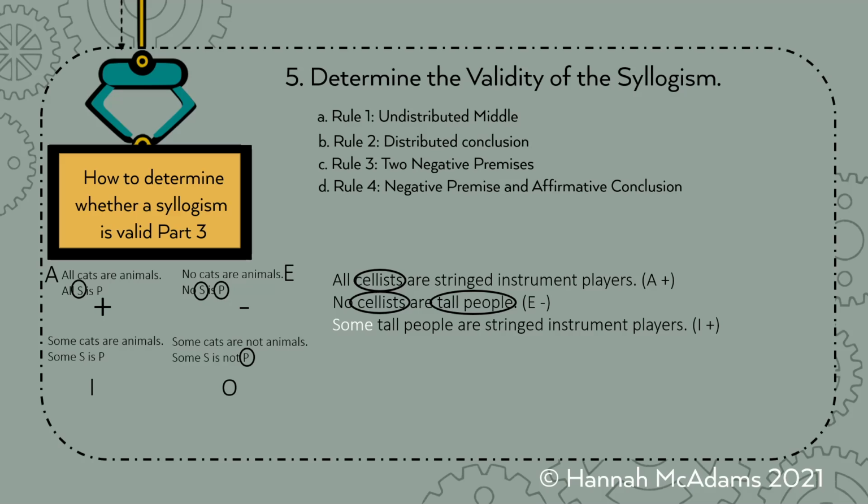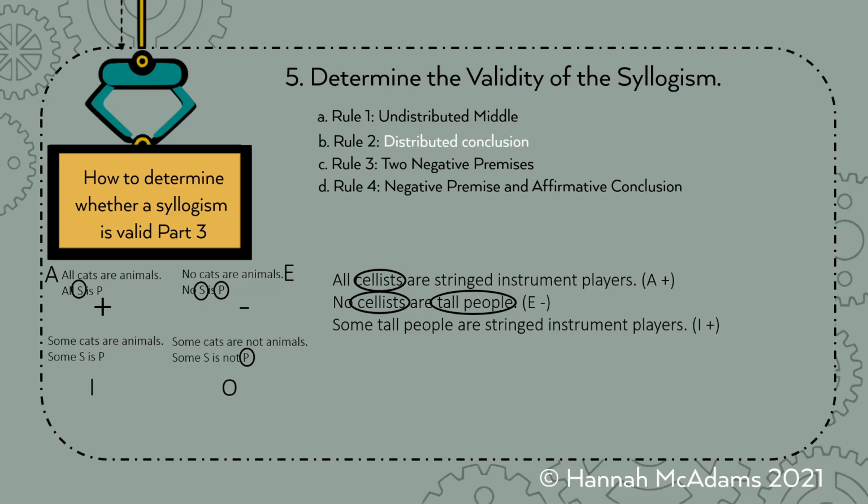Okay, so rule 1, undistributed middle. The rule for rule 1 is we have to find the middle term, which is the term that's in both of the premises, but not in the conclusion. Cellists. Okay. And one or more have to be circled. Both are circled, so we're good.